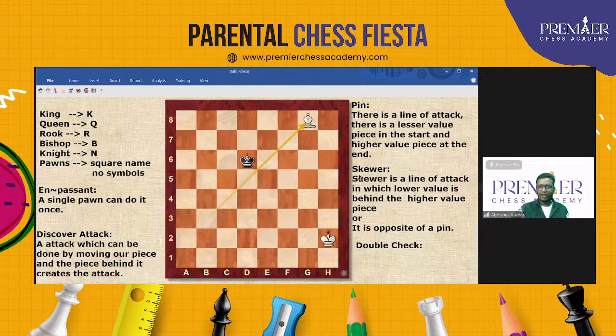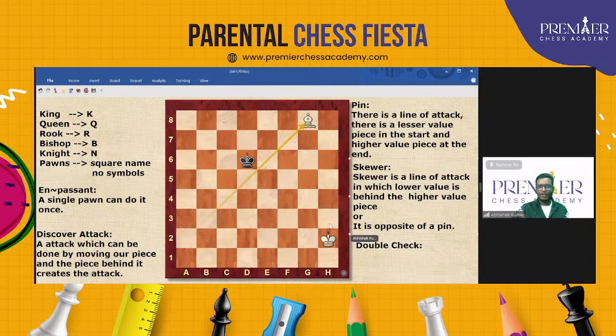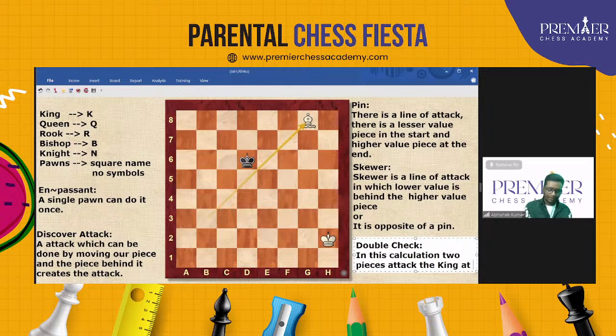So in a double check, there are 2 pieces that are attacking the king at the same time. Let's write the definition for this one first. In a double check, or in this calculation, two pieces attack the king, A-T-T-A-C-K, attack the king at the same time.